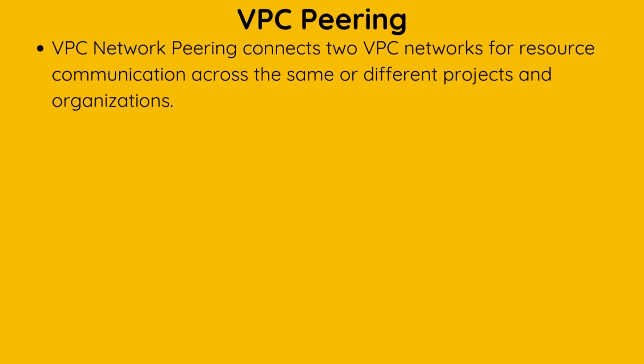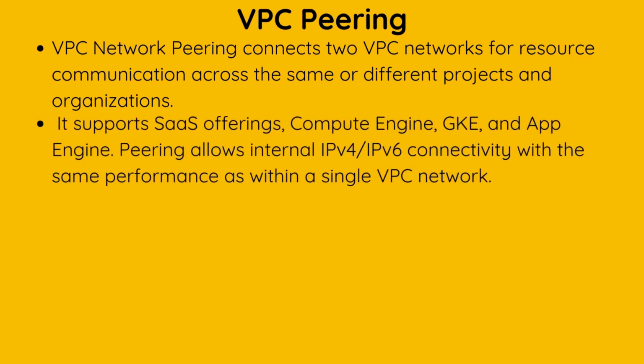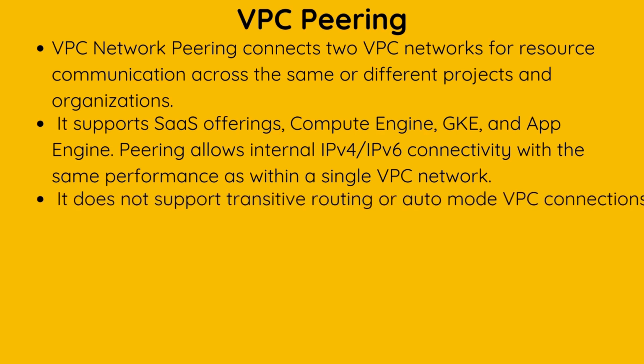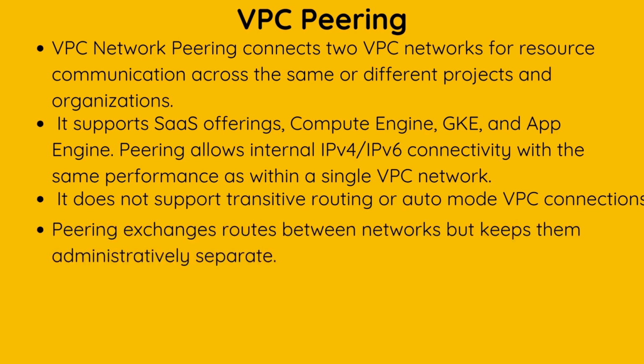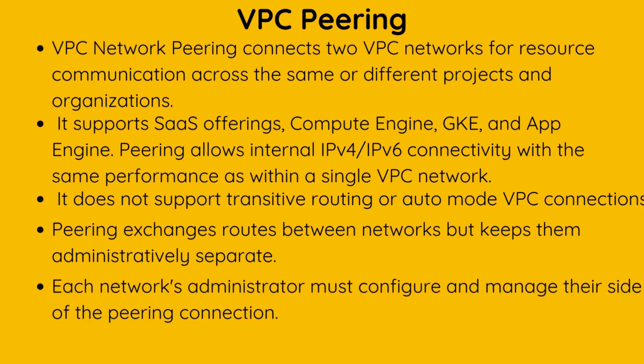VPC network peering connects two VPC networks for resource communication across the same or different projects and organizations. It supports SaaS offerings, Compute Engine, GKE, and App Engine. Peering allows internal IPv4 and IPv6 connectivity with the same performance as within a single VPC network. It does not support transitive routing or auto mode VPC connections. Peering exchanges routes between networks but keeps them administratively separate. Each network's administrator must configure and manage their side of the peering connection.